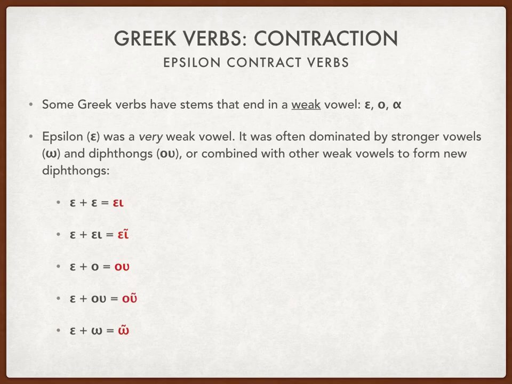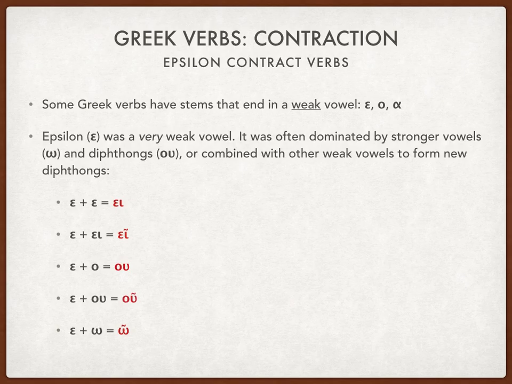Smooth E doesn't really have a lot of strength to it, and as a result, it's often dominated by stronger vowels like omega and diphthongs like oo, omicron, upsilon. And even when it runs into other weak vowels, they combine to form new sounds that are a little bit stronger, that hold up to the endings that get attached to them. So I want you, in addition to following some of the other stuff in this chapter, to memorize the following formulas, because this is going to show up again and again with epsilon contraction.